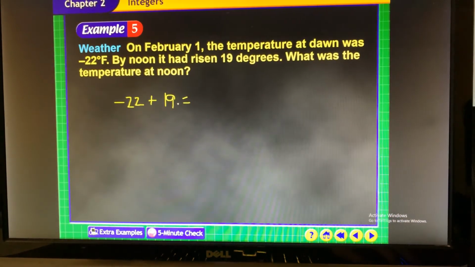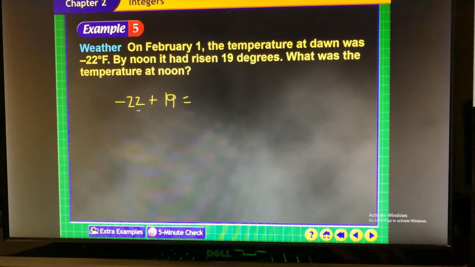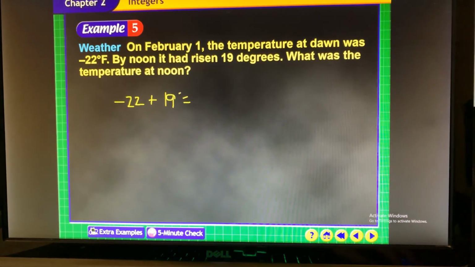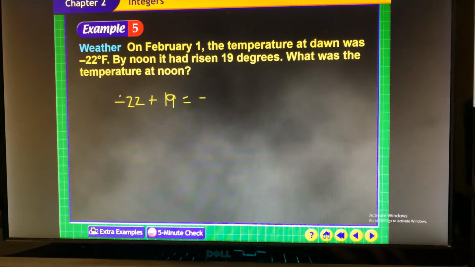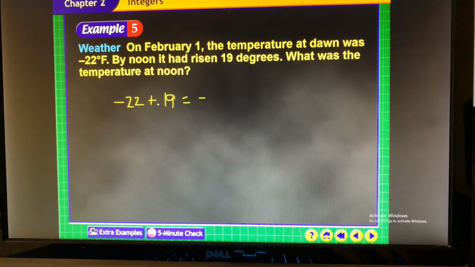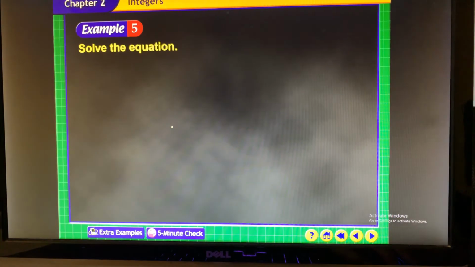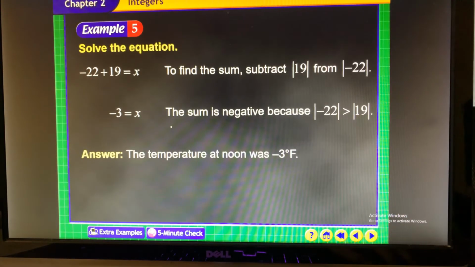Different signs, right? So if they're different signs, I know I'm going to subtract, and I know it's still going to be cold because I still have down further to the left than I do to the right. There you go. We'll get there. There you go. It's negative 3. Still cold.